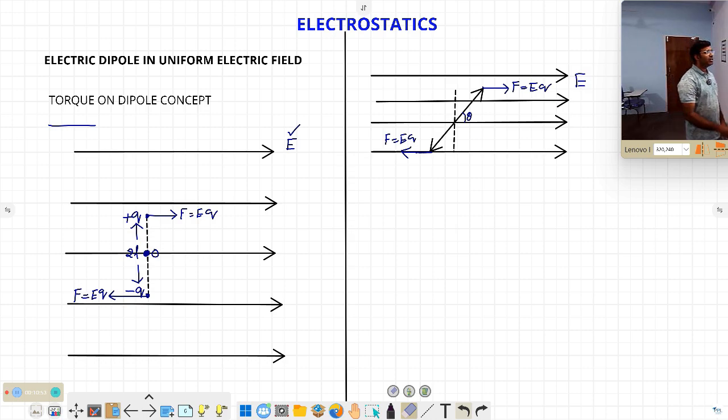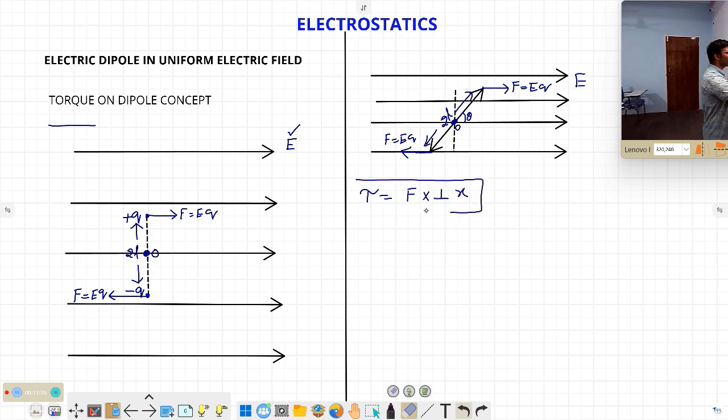At that angular condition it is trying to rotate. That's why we say it is under the concept of torque, because torque causes the rotation. It is rotating about the center of the axis of the dipole. Now to calculate this, according to torque, the concept is force into the perpendicular distance between the two forces. In this case, what is the perpendicular distance?